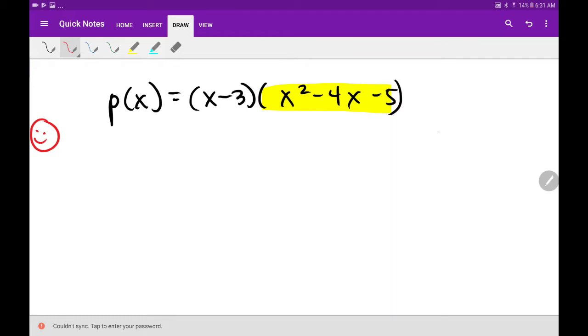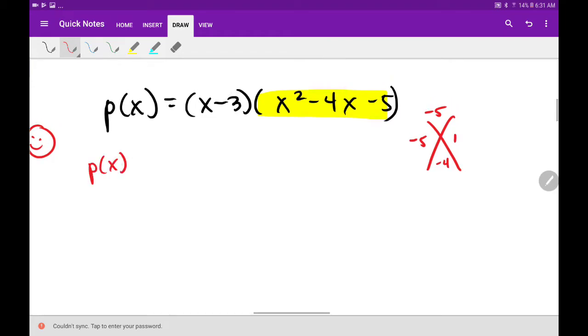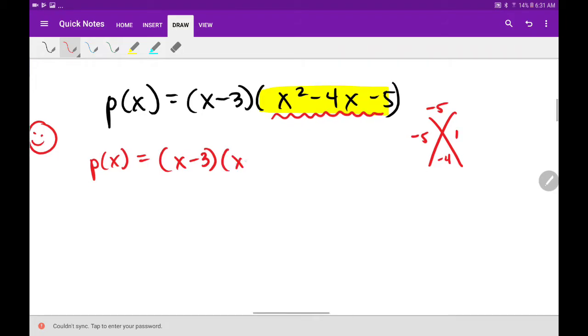It's a quadratic. We can use magic x. We need two numbers that multiply to -5 but add to -4. Those numbers are -5 and 1. And so in our final step, we can rewrite p of x as x minus 3, then we'll rewrite this guy as x minus 5 times x plus 1 based on our magic x. And this, my friends, is fully factored. We can do no more.